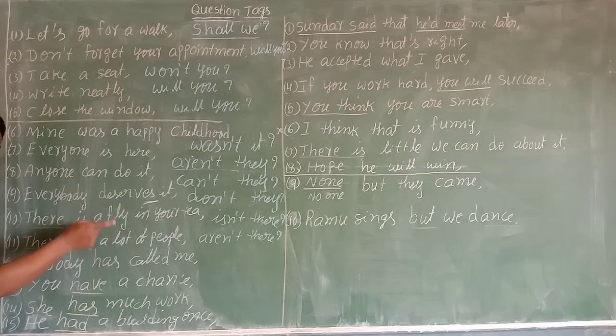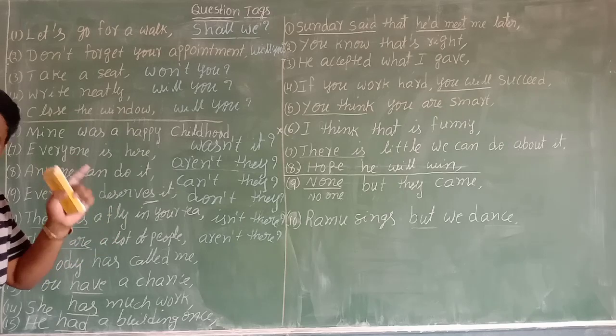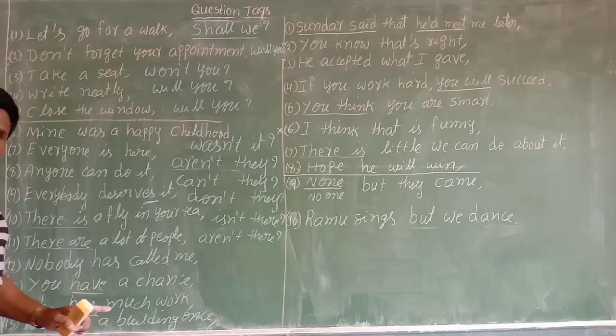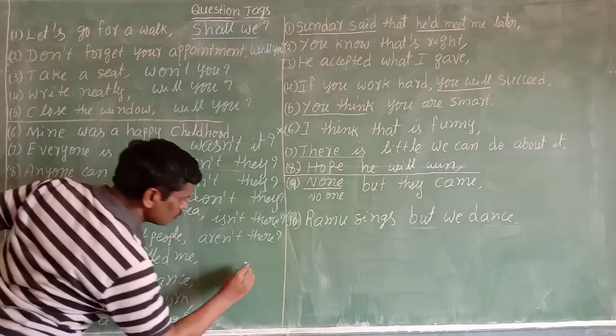Here, this is the difference, but here in question tag, simple friends, leave all the rules. When there is "there", we have to use "there" in the question tag as it is. Simple, remember, don't bother about all these rules. But for higher, advanced learners, I am giving this explanation, you can understand that. Nobody has called me, here also important. Nobody means pronoun "they".